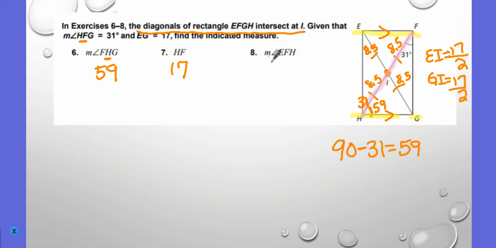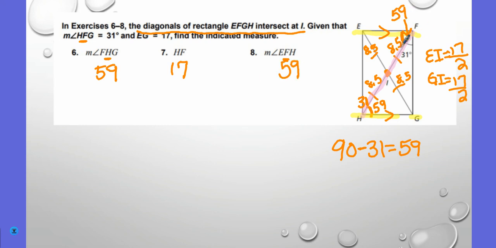Now it says find the measure of angle EFG. So I'm going to go to F, and then I need to open that up to E and H. So E and H is right here, so they want me to find this little loop here. So guess what? This pink line is a transversal, and these yellow lines are parallel, so we can say alternate interior angles. So if this is 59, then this up here is also 59 because they're alternate interior angles.